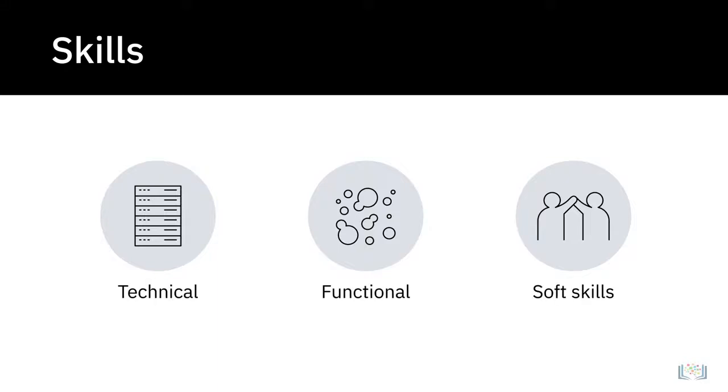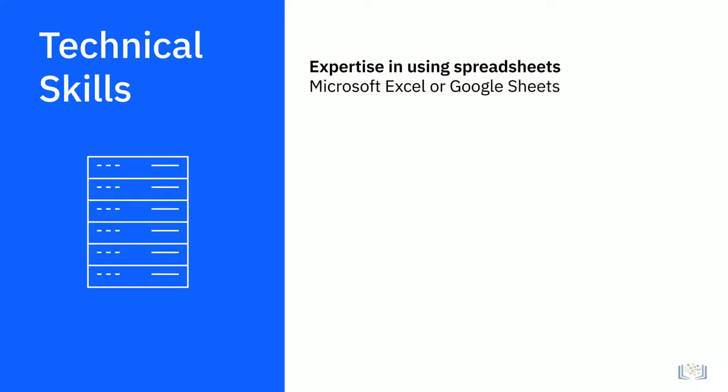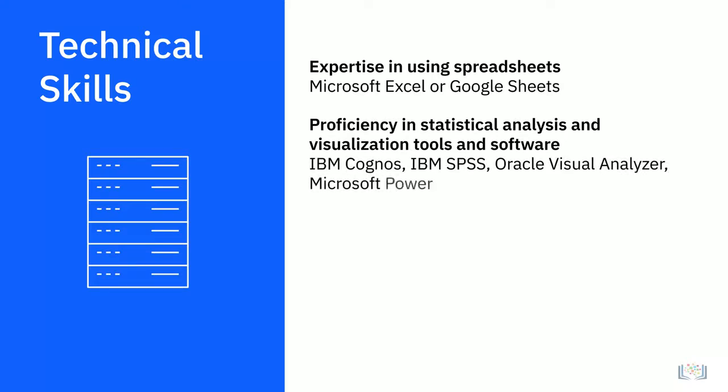data analyst. The data analysis process requires a combination of technical, functional, and soft skills. Let's first look at some of the technical skills that you need in your role as a data analyst. These include expertise in using spreadsheets such as Microsoft Excel or Google Sheets, proficiency in statistical analysis and visualization tools and software such as IBM Cognos, IBM SPSS, Oracle Visual Analyzer, Microsoft Power BI, SAS, and Tableau.